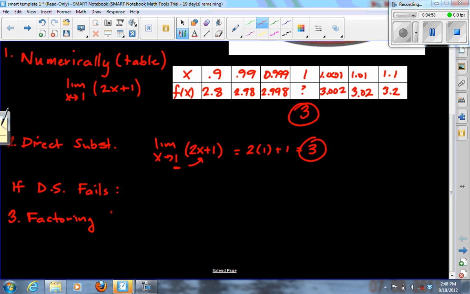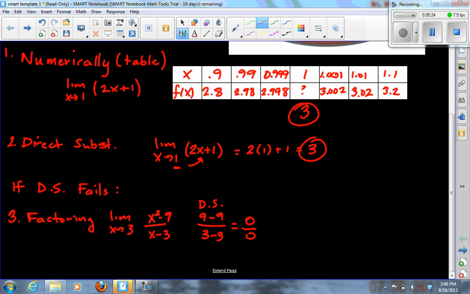So let's say I gave you the limit as x approaches 3, x squared minus 9 over x minus 3. Let's try to do direct substitution this time. So here's some direct substitution. This would be a 3 squared, which is a 9, minus 9, all over, plug in a 3 here, 3 minus 3. So direct substitution gives me 0 over 0.